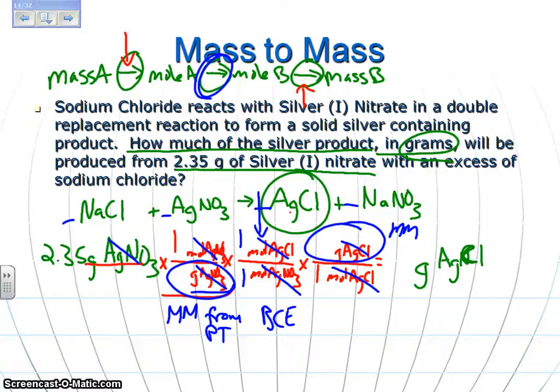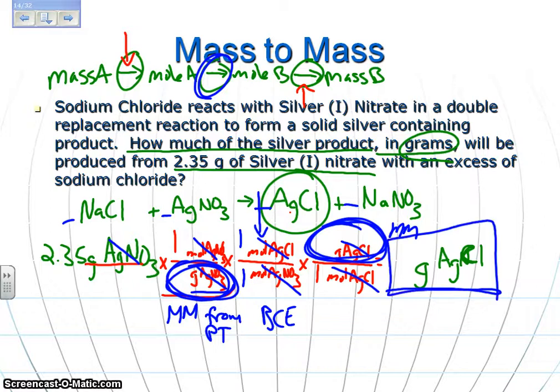So what you guys are going to do tonight, you're going to fill in the molar mass of AgNO3, and fill in the molar mass of AgCl. And you're going to give me an answer for how many grams of AgCl are formed from 2.35 grams of AgNO3.